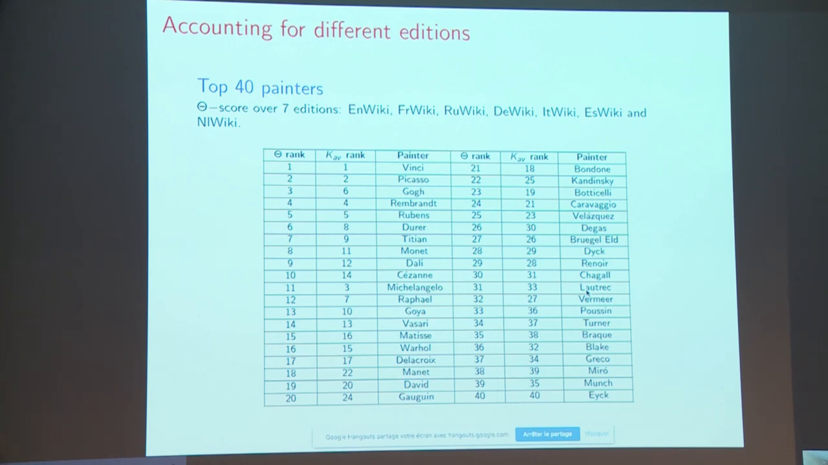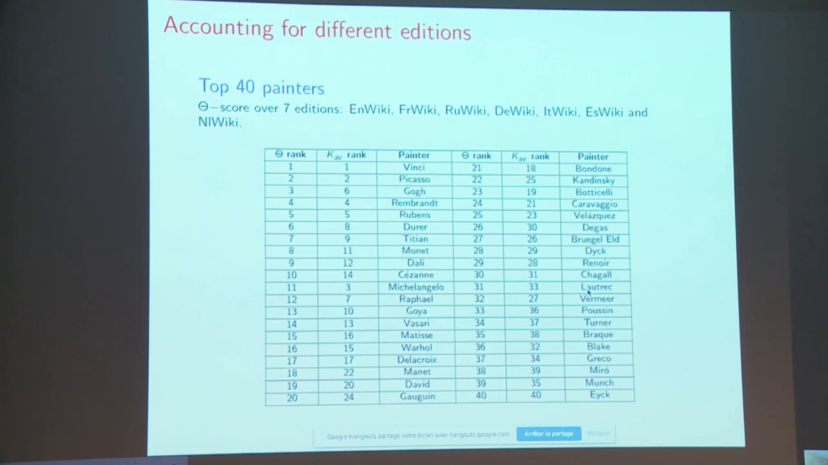So in this slide, we have selected another subset of nodes in Wikipedia for our research. We have calculated the theta score for all the painters that are listed in the English Wikipedia, over those 7 editions of Wikipedia. And we have picked the 40 most important ones according to this theta score. So you will see in this list of 40 painters, very famous painters such as Vinci, Picasso, Van Gogh, Rembrandt, Rubens, and others.